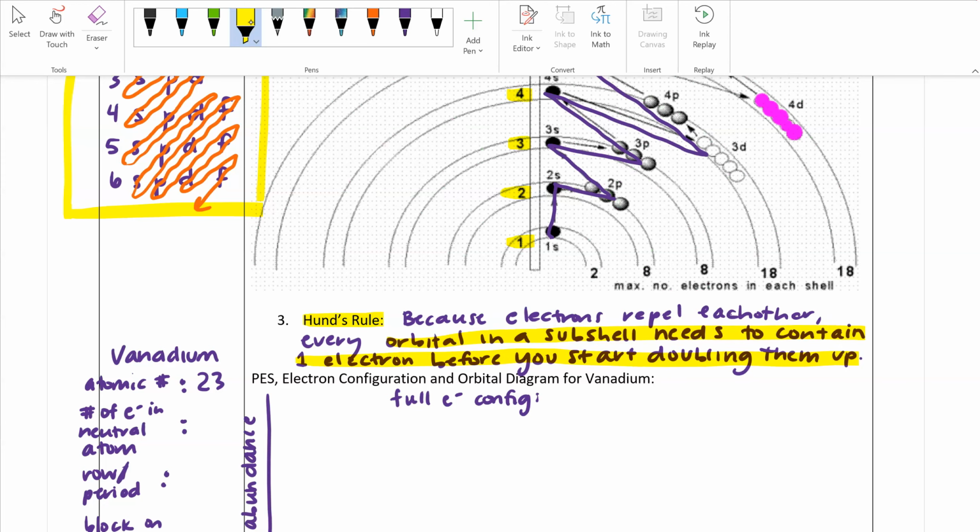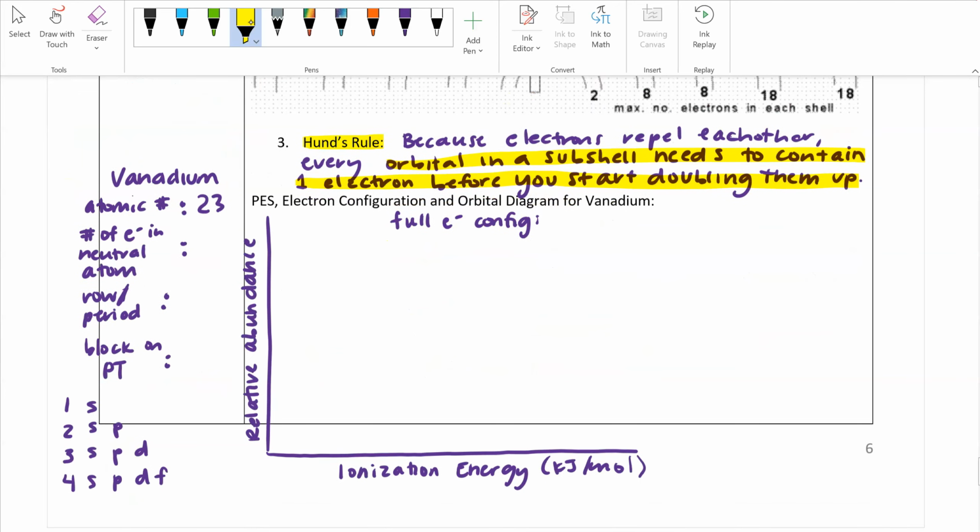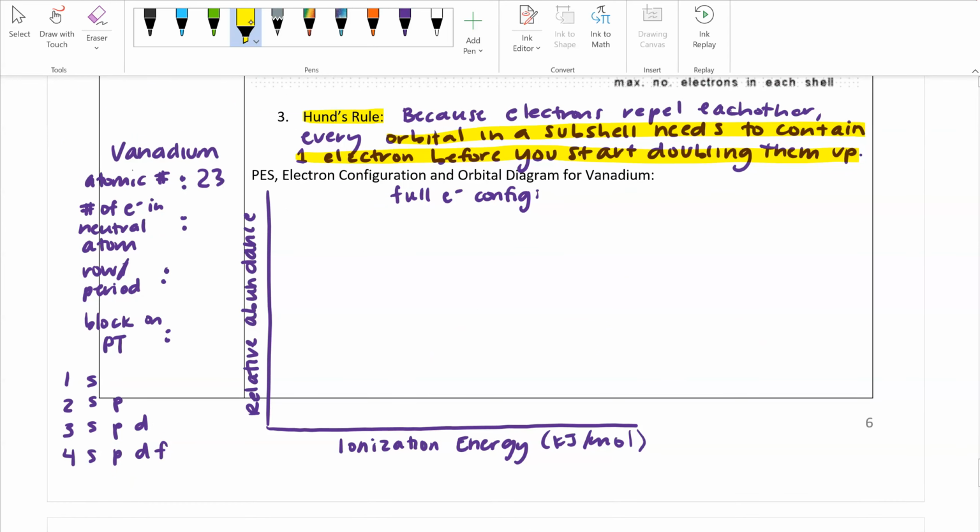We're going to combine all those rules together to show you how I would go from an electron configuration to both a photoelectron spectrum and an orbital diagram. We're going to do this for two atoms: vanadium and magnesium.